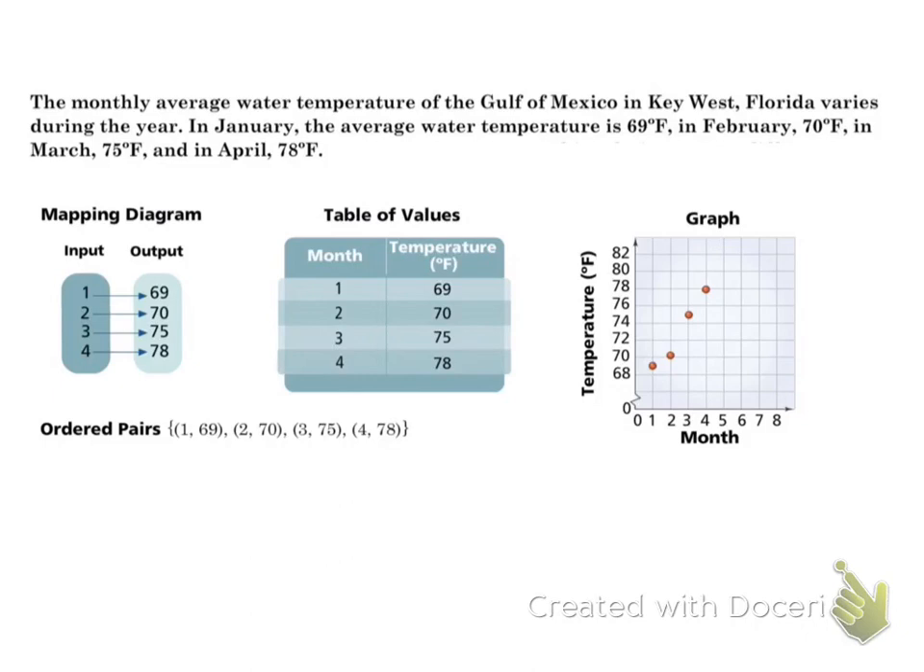So as I take the same piece of information, you can see that it is represented in each of these key pieces in different ways. On the ordered pairs, they are in set brackets, and then we list the ordered pairs in parentheses with a comma in between. X goes first in the parentheses, comma, then the y.